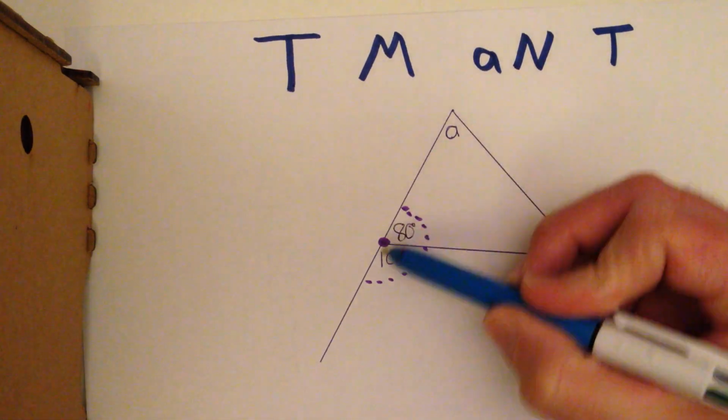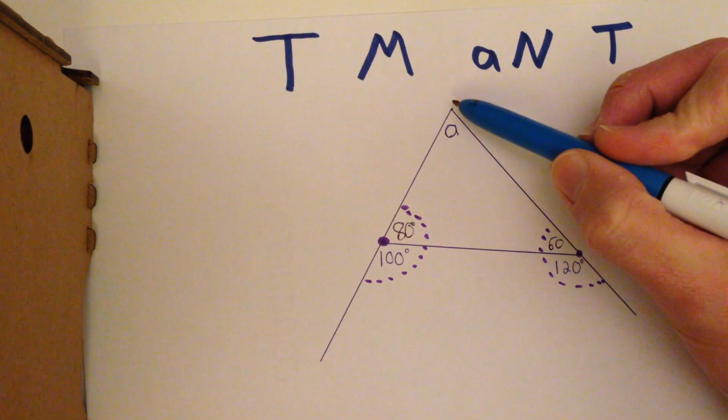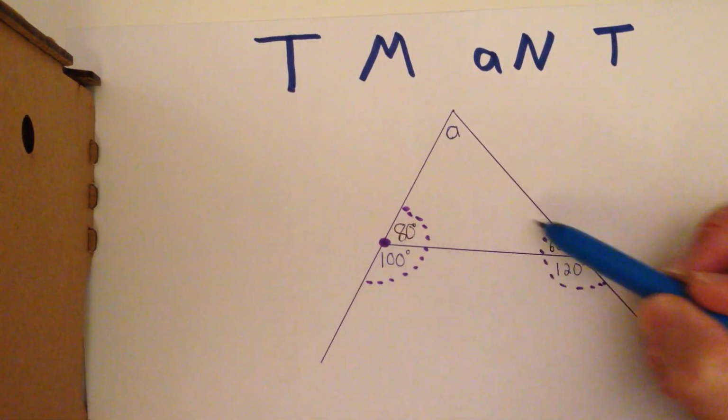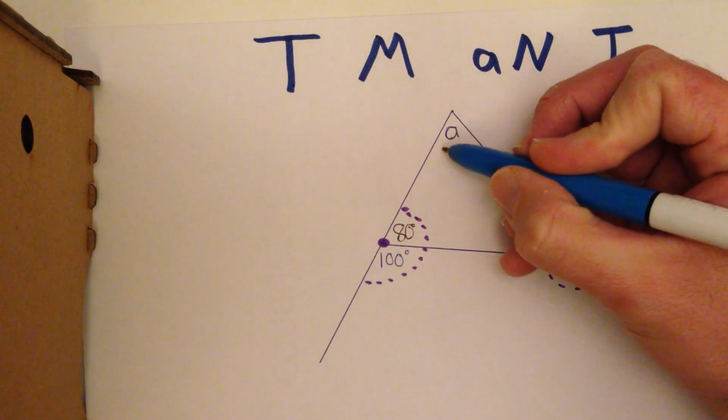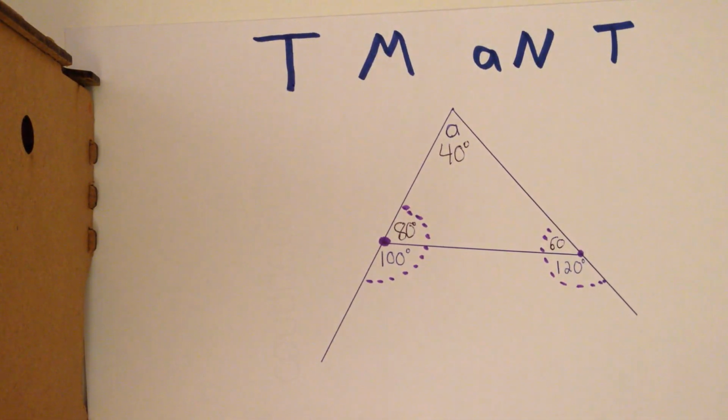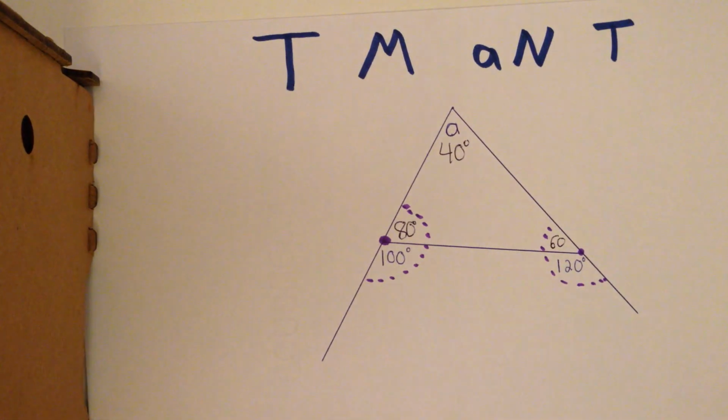Now our triangle, you know, adds up to 180 degrees. You know that because your maths teachers told you. So 80 and 60 makes 140, leaving a remaining 40 degrees. And there you go.